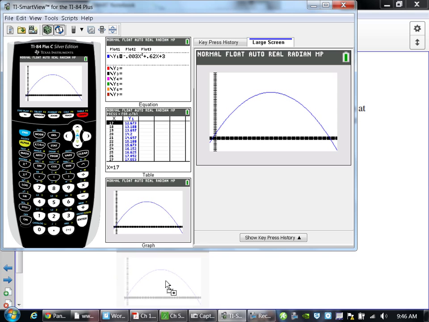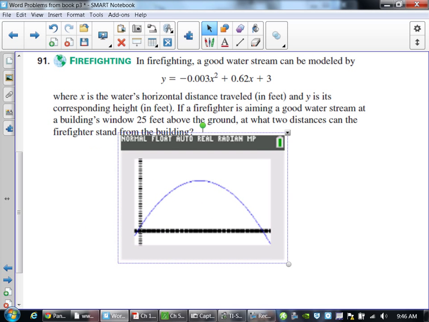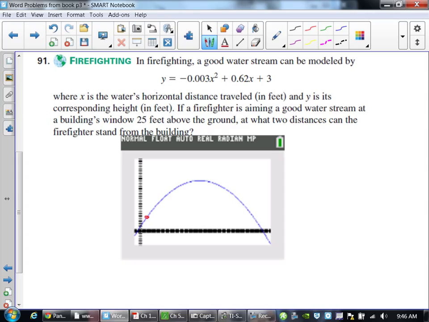And the question is the good fire stream, the x and the horizontal distance traveled in feet for aiming that. So there are two spots the firefighter can stand that it'll hit 25 feet up off the ground. So the 25 feet off the ground is maybe right here and maybe right here. So there are two different distances that he can stand from.